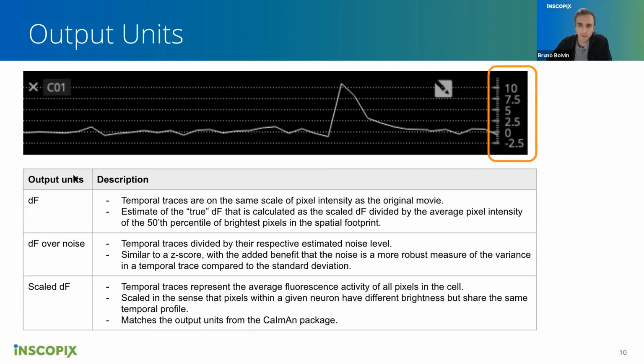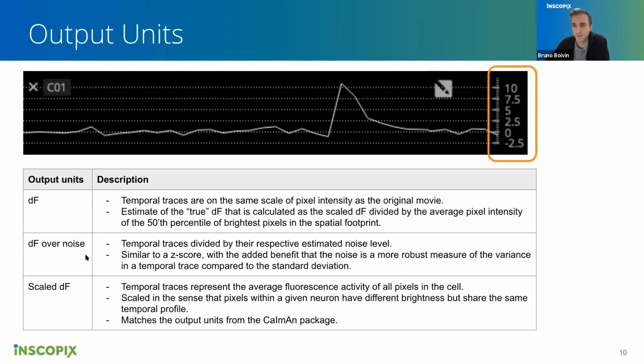The second option is called DF over noise. Basically, you're taking the temporal traces and dividing them by the amount of noise that you estimated in each temporal trace, so for each neuron. That allows you to compare different neurons together, regardless of how much noise affected their temporal activity. Even if they have different levels of noise, you can still compare them because you account for the noise.